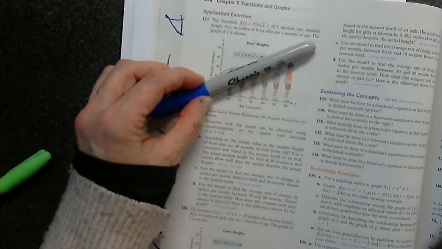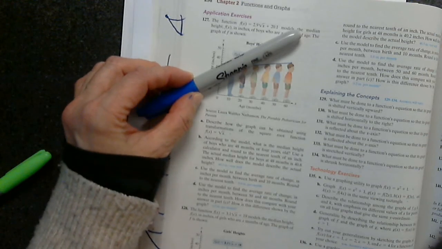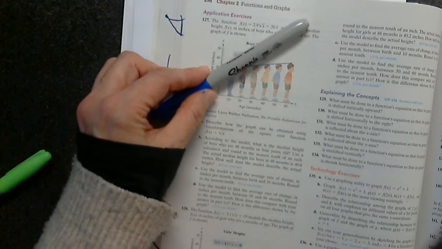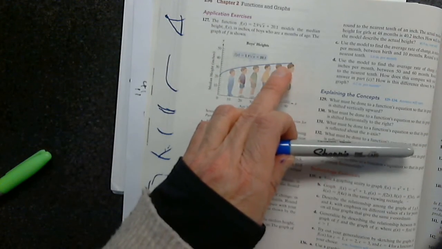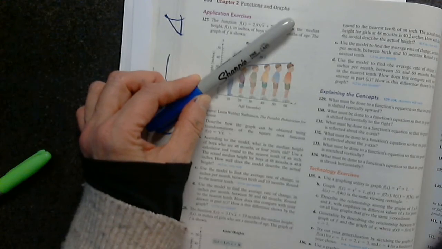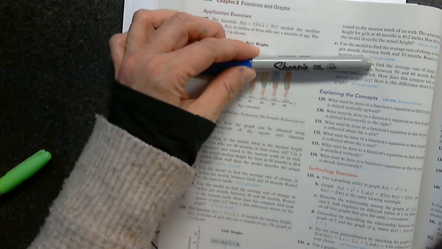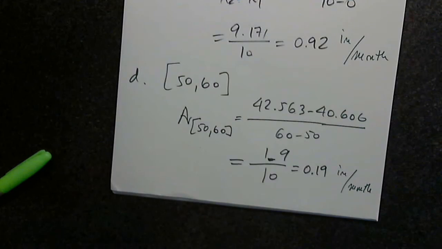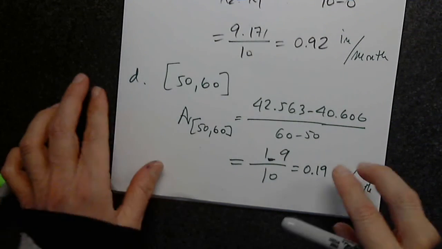So the slope here between the points at 0 and 10 is this. But look at the slope of the line between 50 and 60 versus this one. Much faster versus this one. Good. Any questions? I know we have 5 minutes left.